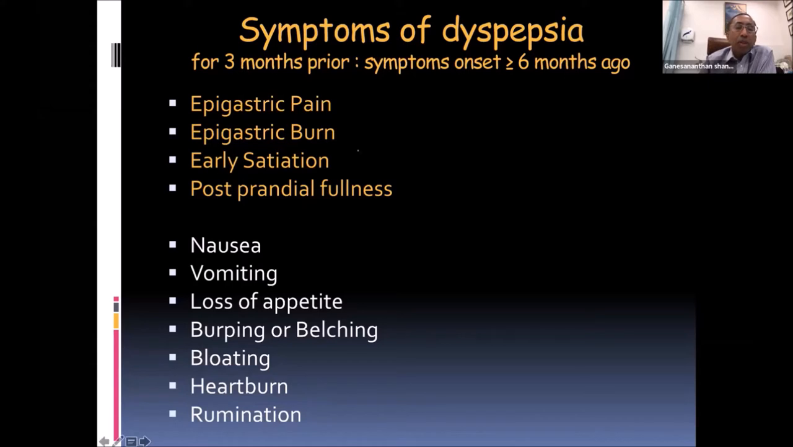You swallow them again and then bring them up again. Now, it looks very vague here, and you find it very difficult to address patients when you have so many symptoms. But your most important symptoms for dyspepsia will be the first four: epigastric pain, epigastric burn, early satiety, and postprandial fullness.